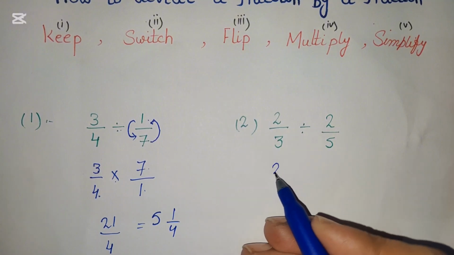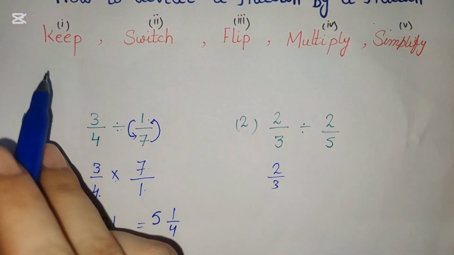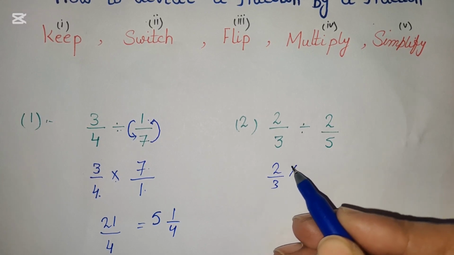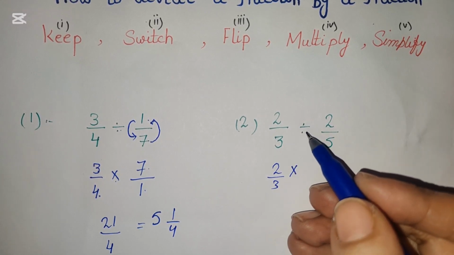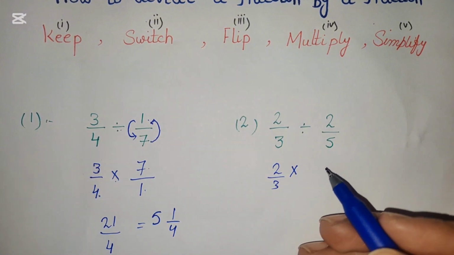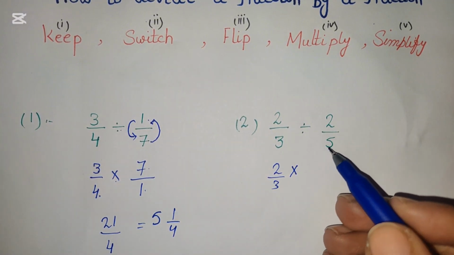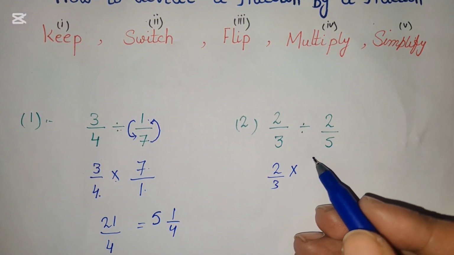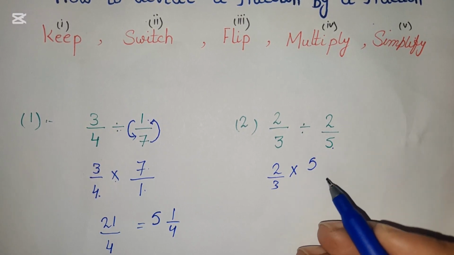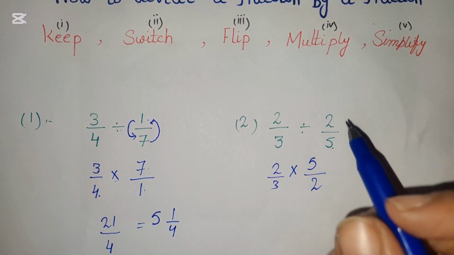Similarly, 2 over 3 will remain the same. Keep. Switch. We will write multiplication, the inverse of the division sign. This step is switch. The third step is flip, which means the reciprocal of the second fraction, which means 5 is going to be the numerator and 2 is going to be the denominator.